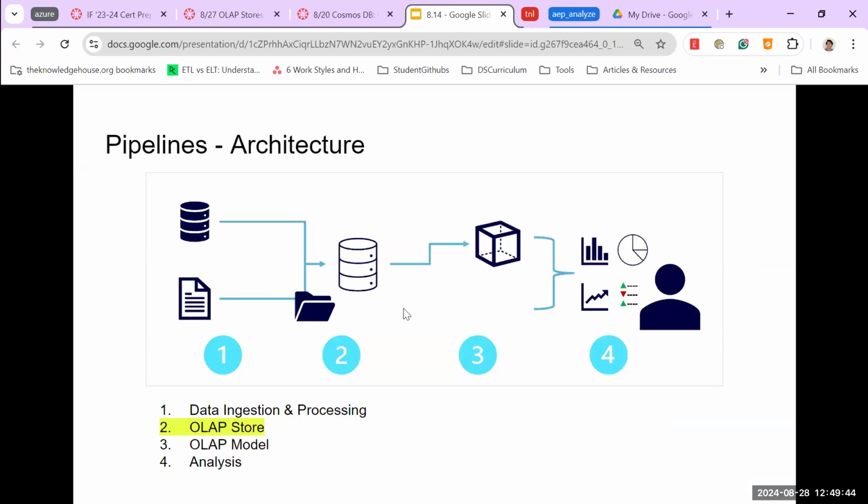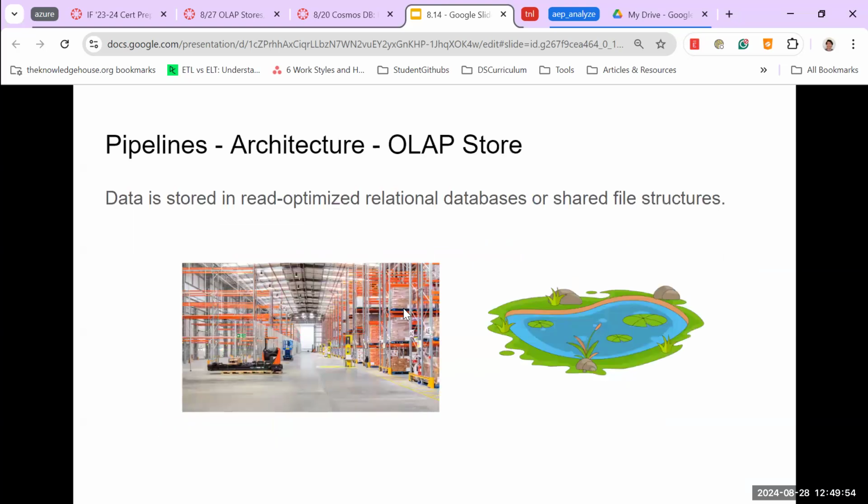Anyways, that right there were OLAP stores, and we'll definitely come back to that again because that was a very dense topic. Next up, let's talk about OLAP models.